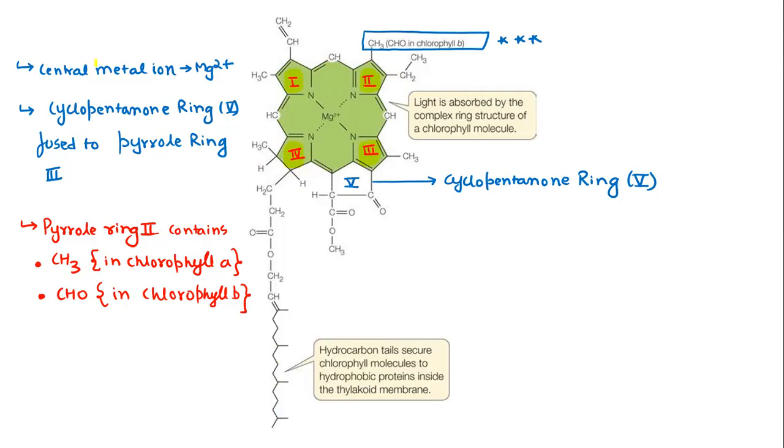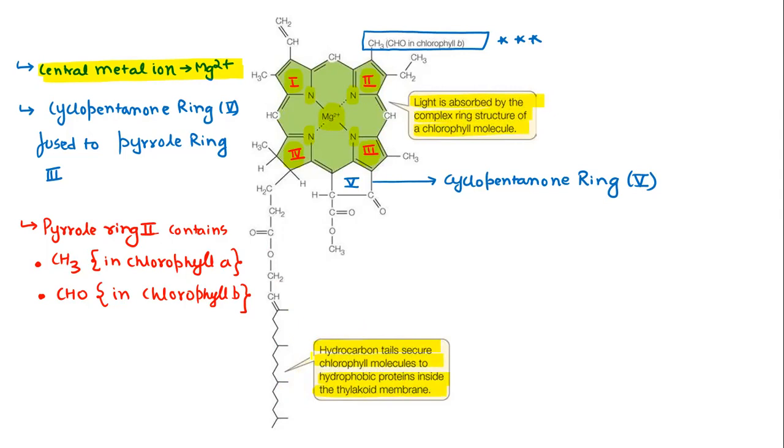Based on the figure, you can easily see that the central metal ion visible over here is Mg2+. There's absolutely no doubt about it. And the nitrogen atoms from ring number 1, 2, 3, and 4 are holding the Mg2+ in the center. As discussed earlier, the porphyrin head is responsible for light absorption. Therefore, this point indicates that light is being absorbed by the complex ring of a chlorophyll molecule. On the other hand, the hydrocarbon tail secures the chlorophyll molecule to hydrophobic proteins inside the thylakoid membrane. Absolutely no doubt about it.